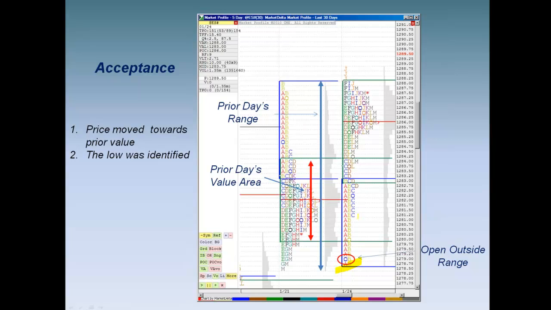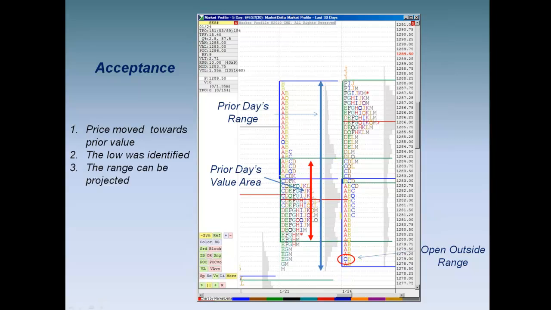Now, quite often you will find that this will continue to play out. Prices will move a little bit higher and extend beyond the value of the prior day, but you're not going to see a very large move beyond the prior day's range. Because again, what we've identified is that the prior day's value was accepted. Traders still feel comfortable within these price levels. So we're not really looking for a very dramatic or a very large move.